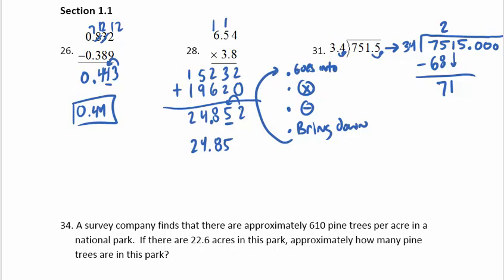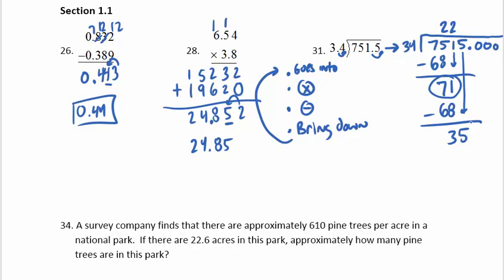So I'm going to say 34, but instead of dividing up here now, I'm focused down here. So I'm going to say 34 goes into 71. Well, that goes in there twice again. And then I'm going to multiply 2 times 34, 68. Then I'm going to subtract, which will give me 3. Then I'm going to bring down the next digit, which is a 5.